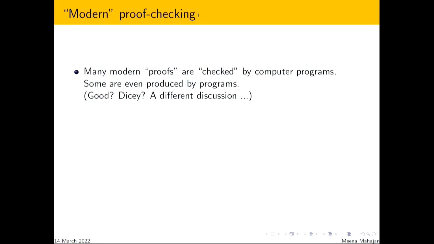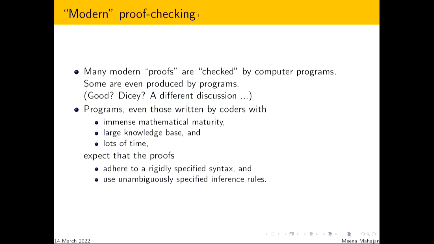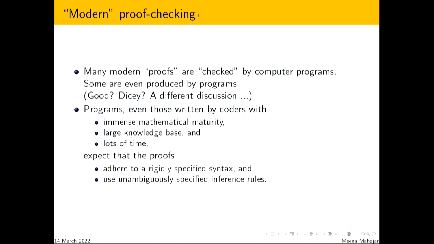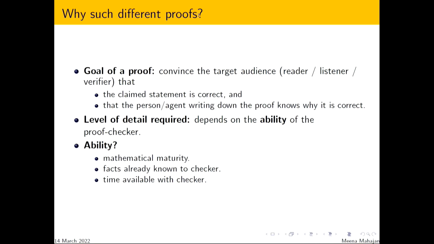So we're not talking about producing proofs. We're rather talking about a proof that has been produced by whatever mechanism, and you just want to check and certify that the proof is correct. So now if we look at proofs being checked by programs, and remember we talked about the ability of the proof checker. There's mathematical maturity, there's the database of the proof checker, and the time available with the proof checker.